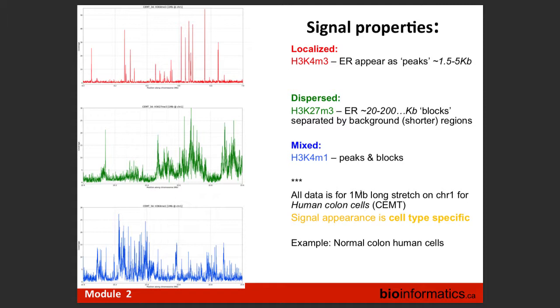So this is three images. They all come from 1 megabase of the human genome. And you can see one mark is perfect, like peaks. And another one has almost 0.5 megabase regions which are enriched. And when we call enrichment, I don't think we can call those peaks. This is H3K27me3.